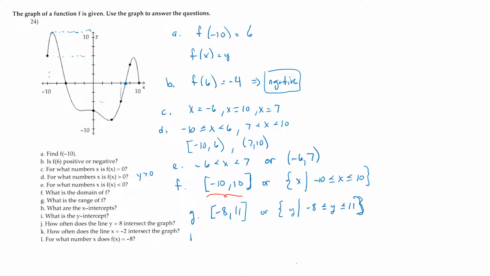What are the x-intercepts? The x-intercepts include negative 6, 0, 7, 0, and 10, 0. The y-intercept is at 0, negative 6.